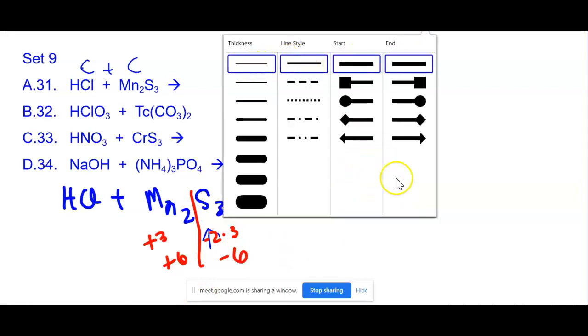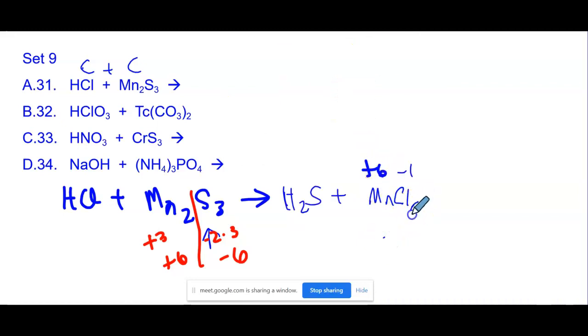and I can now crisscross reduce it. So I'm going to bring my 6 down like that, because the +6 comes over to the other side. This is probably the hardest part of all this, in my opinion, just knowing the charges. Okay, that feel okay? Now we just have to balance it.